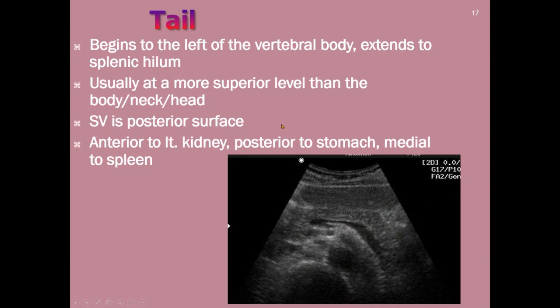So let that splenic vein help you outline this pancreas tail. Remember, it's going posterior in the body, toward the spine in transverse plane. The left kidney will be over here, so it's anterior to the left kidney, posterior to the stomach, and the spleen's here, so the pancreas tail is medial to the spleen.